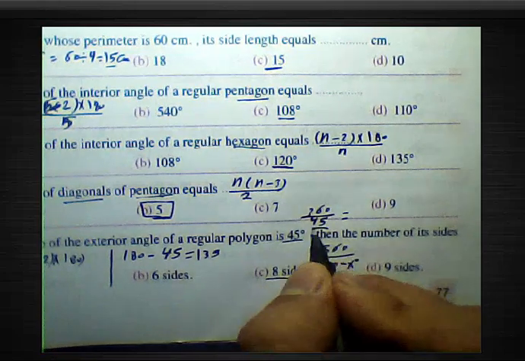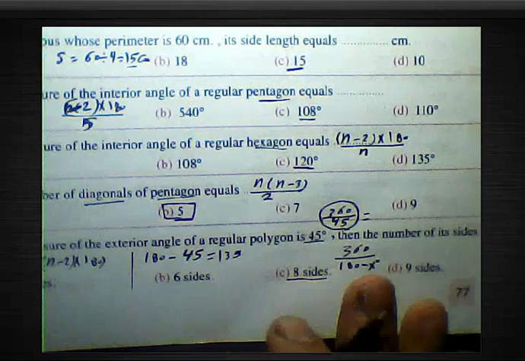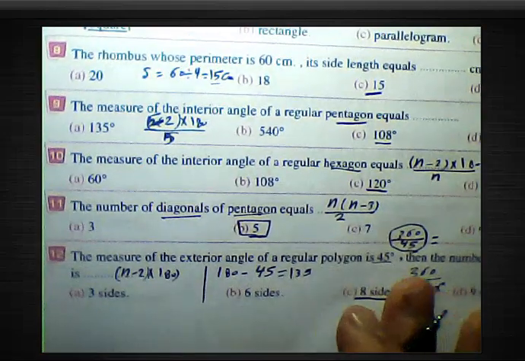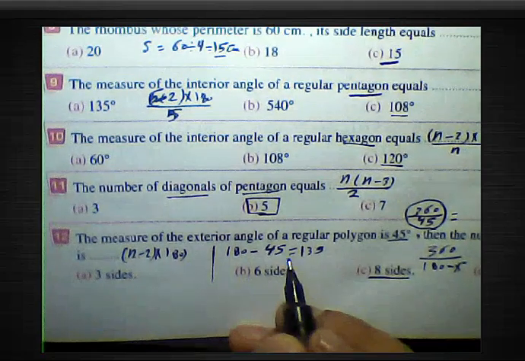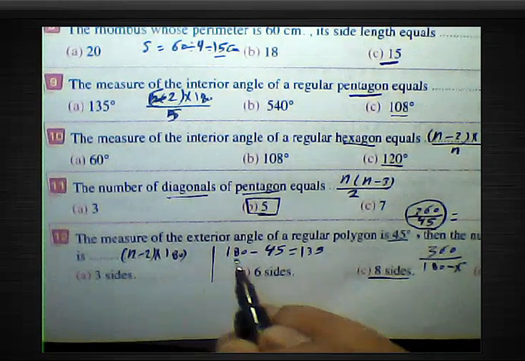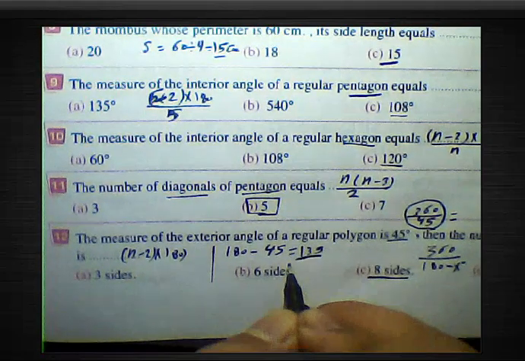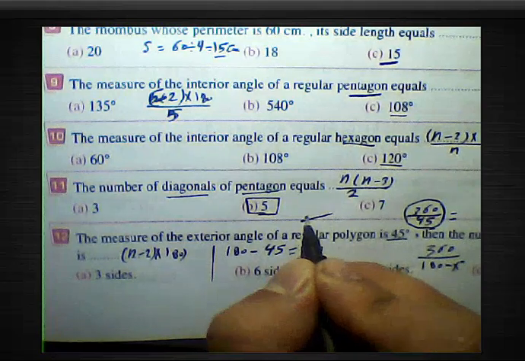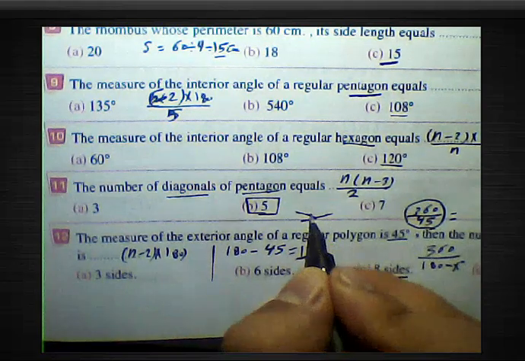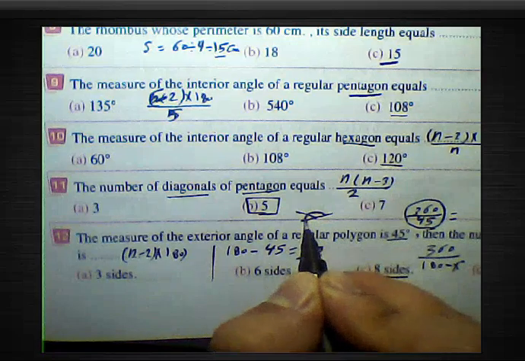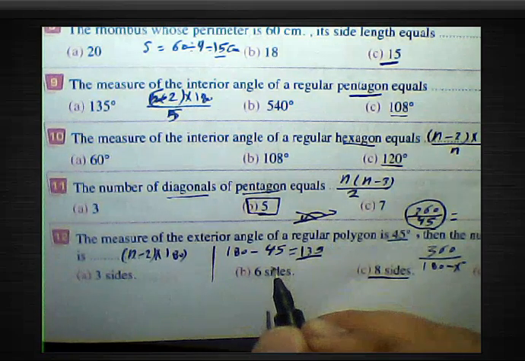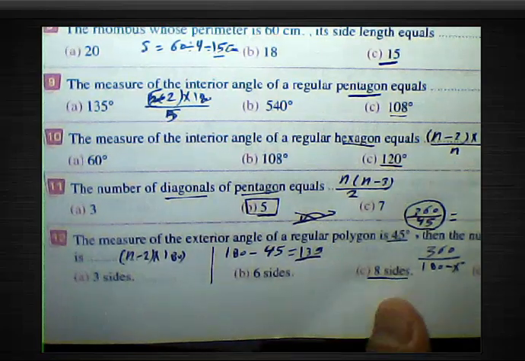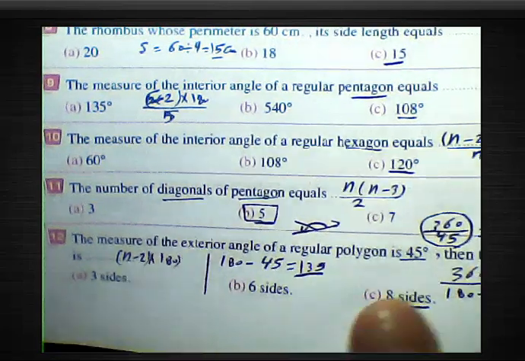Okay, 360 divided by 45. Understood this example? I will explain it again. Pay attention with me. He gives us the measure of the exterior angle, and you must find the interior angle. The exterior angle and the interior angle are supplementary, so the sum of them equals 180. 180 subtract 45 equals 135.